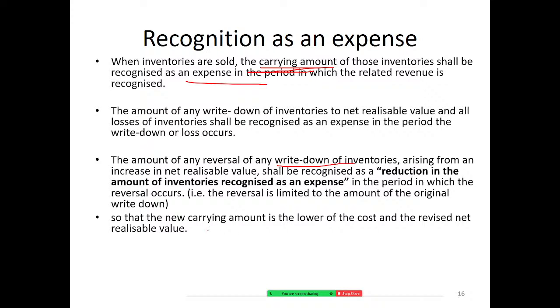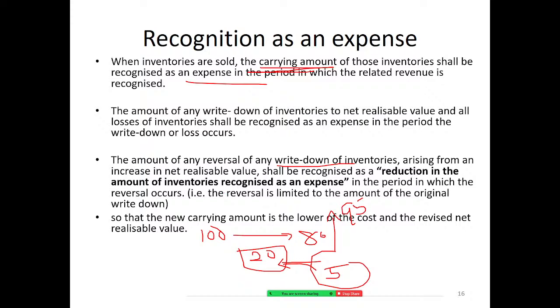Already here we know 100 rupees inventory was reduced to 80, so for this difference 20 is already recognized as an expense. In case NRV increases, this 20 should be reduced. Say the new NRV is 95, so this 20 should be reduced to 5. In the period in which the reversal occurs, the reversal is limited to the amount of the original written down value, so that the new carrying amount is the lower of the cost and revised net realizable value. So again we have to follow the same formula.